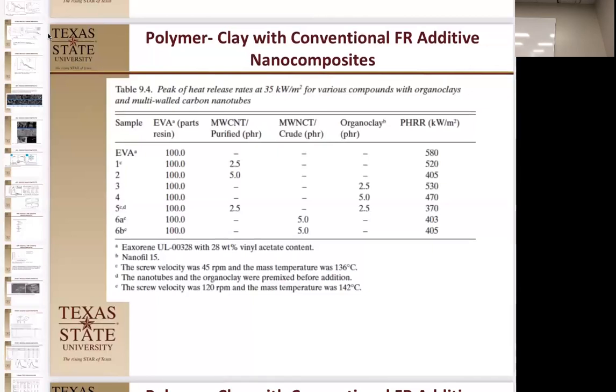Okay, if we look at our peak heat release rate, our EVA, that's about 600. A little bit of carbon nanotubes, it's starting to drop. Okay, a little bit of clay, it starts to drop. A little bit of the crude nanotubes, it drops a little bit, but look what happens right here. A little bit of one, a little bit of the other. It's the lowest number there. It's a good 210 degrees lower. And that's not even the highest loading, that's like the lowest loading.